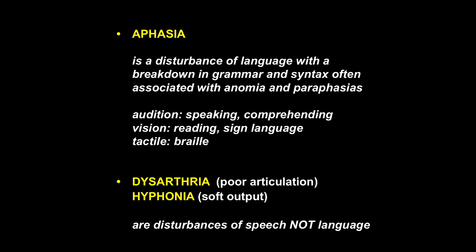Dysarthria is just poor articulation. I gave you an example in the cerebellar patient. Hypophonia, as we've discussed, is a cardinal symptom of patients with Parkinson's disease. Low volume voice, very common, just like their movements are low. Everything's low, if you will. So these bottom two, dysarthria and hypophonia, are disturbances of speech, the actual movement of the articulators, but not language.